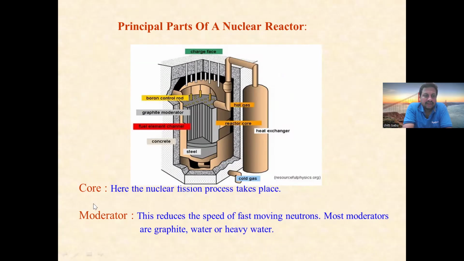So you may observe this diagram. This is the core. These are the nuclear rods. Then we have a control rod and moderator. These are the heat exchanger. Then the hot gas. So, charge phase, boron control rod, graphite moderator, fuel element channel.